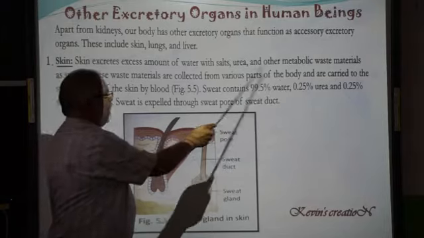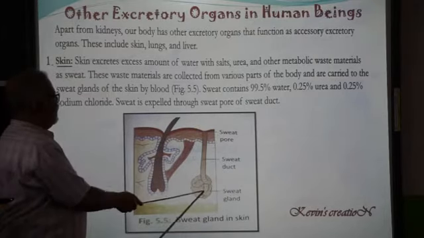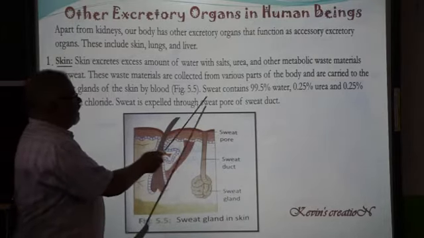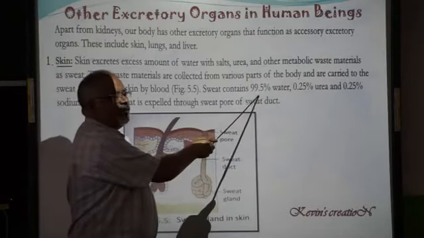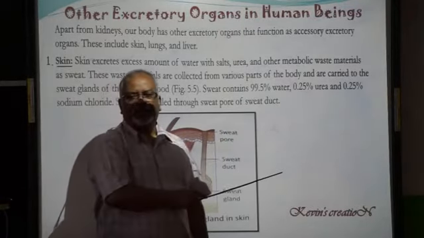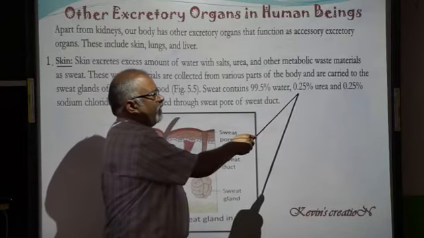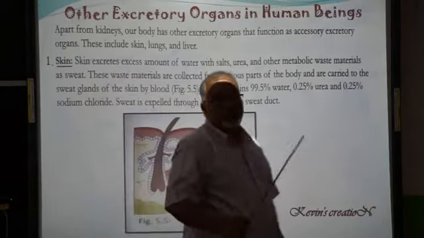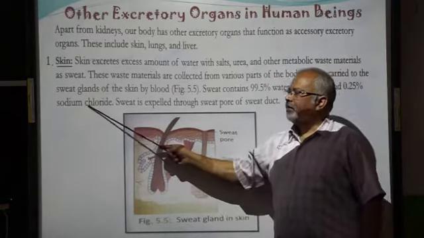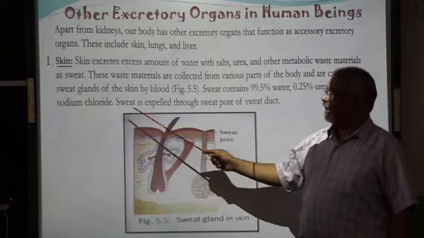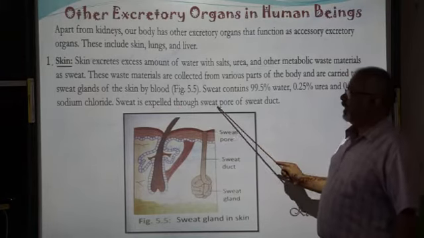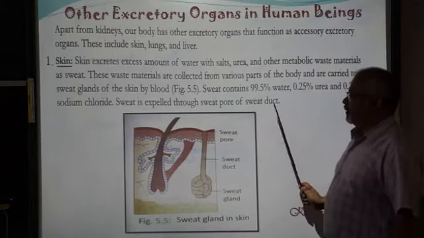Various wastes from parts of the body are carried to the sweat glands of the skin by blood. Sweat contains 99.5% water, mostly water only. The remaining 0.5% has 0.25 urea and 0.25 sodium chloride, NaCl. Sweat is expelled through the sweat pore of the sweat duct.